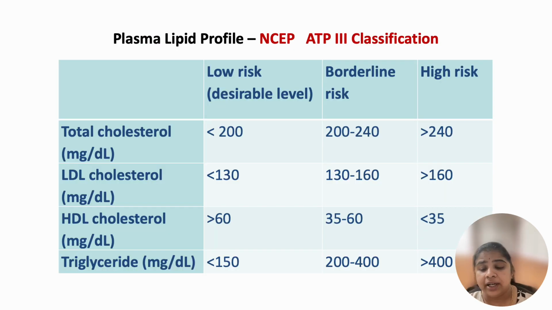So, what are the normal reference ranges? Cholesterol should be less than 200 milligram per deciliter, LDL less than 130, HDL between 40 to 60 milligram per deciliter, and triglycerides should be less than 150 milligram per deciliter. These are important reference ranges which you should know.